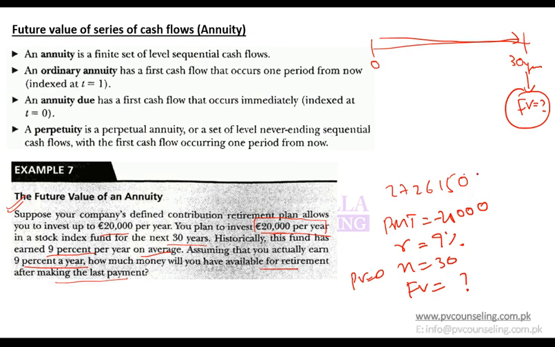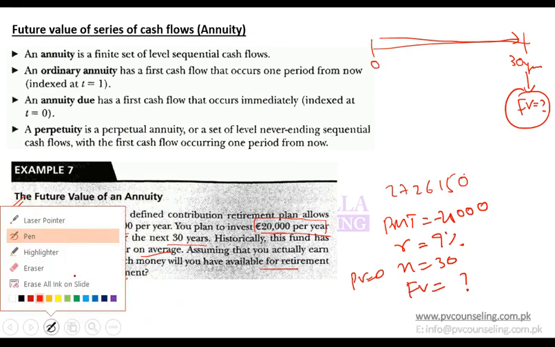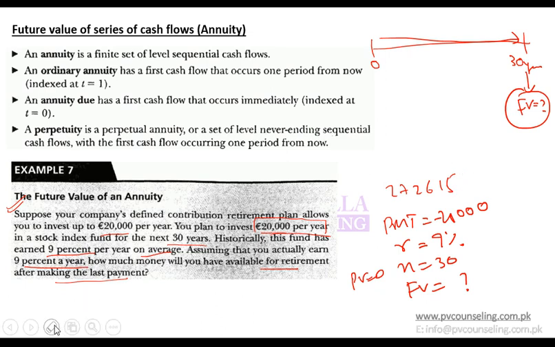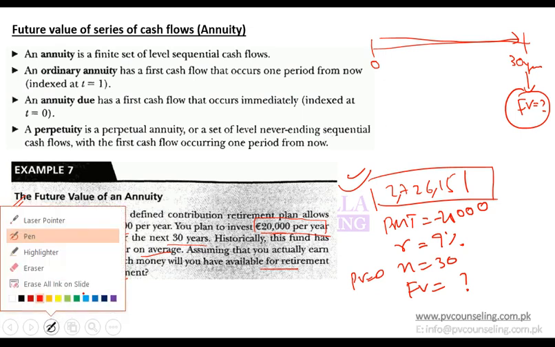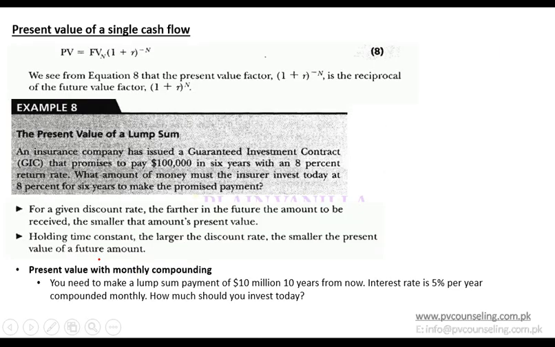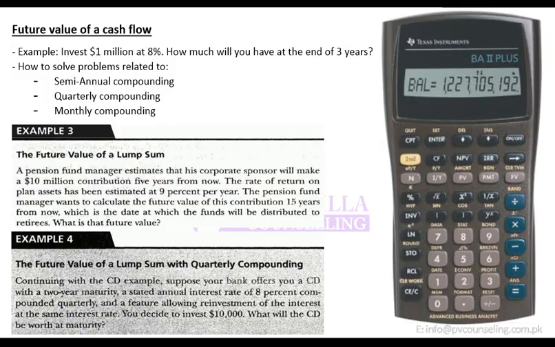2726151 actually. The 0.77 means if you round it off, it should be 1. So this is your answer for future value of NVT. Any problem so far? So that is about future value.